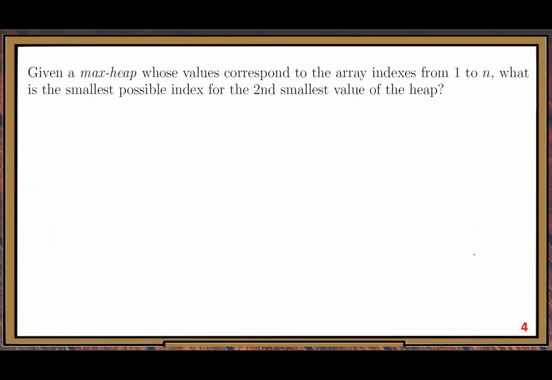Next one. Given a max heap whose values correspond to the array index from 1 to n, what is the smallest possible index for the second smallest value of the heap? This one, still, we need to understand the structure of a max heap well. Based on my experience, the students miss this question a lot, so let me solve this one here.